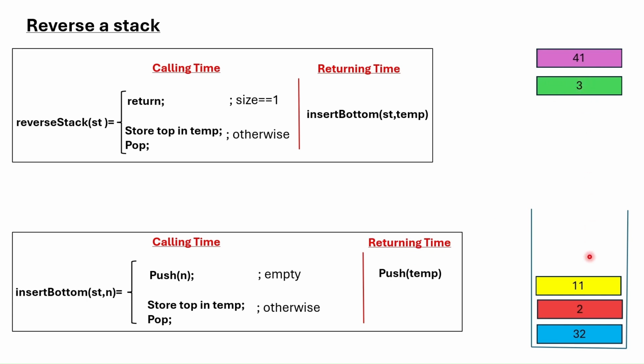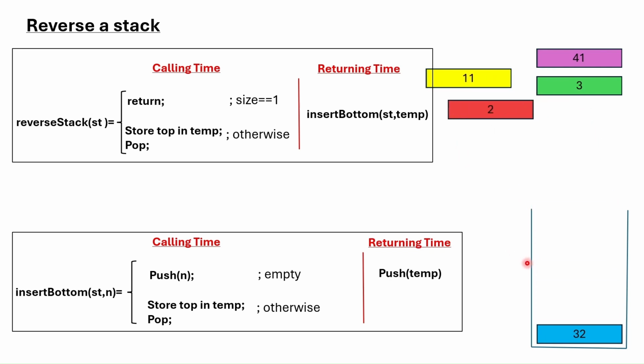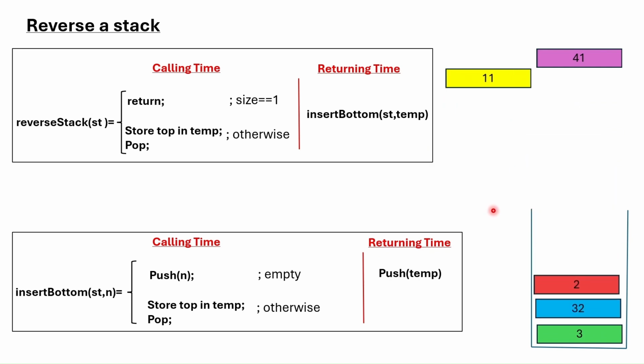To push this 3 at the bottom, we need to pop all of this out. So we keep popping until the stack is empty. We pop this, then we pop 2, then we pop 32. Then when it is empty, we push this n, and now we return. And when we return, we push this temporary: 32, then 2, then 11.